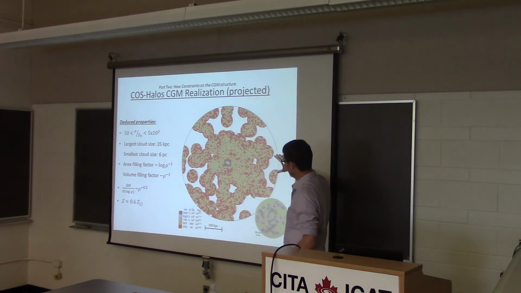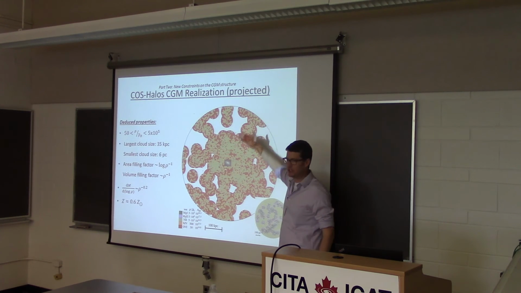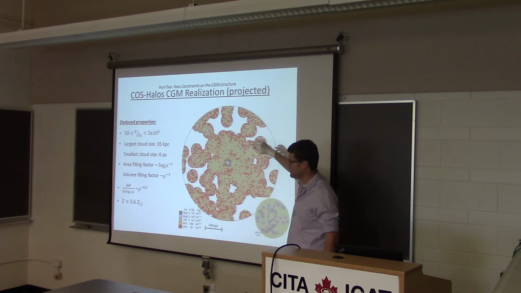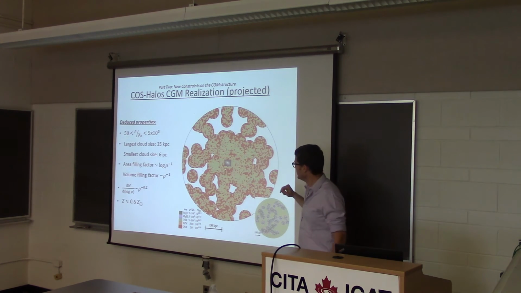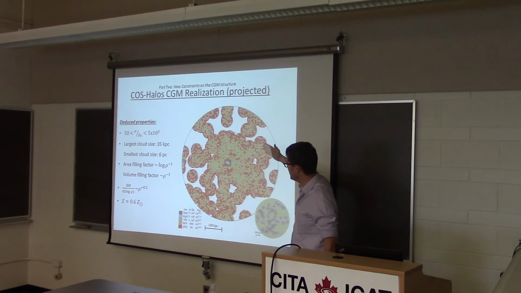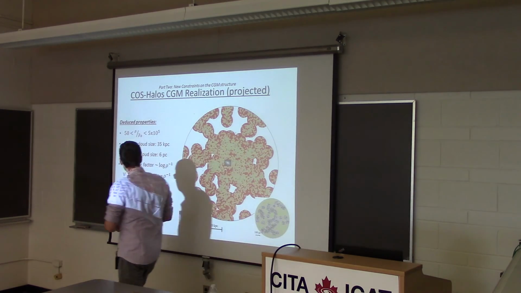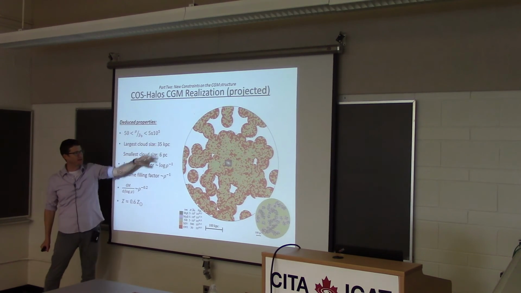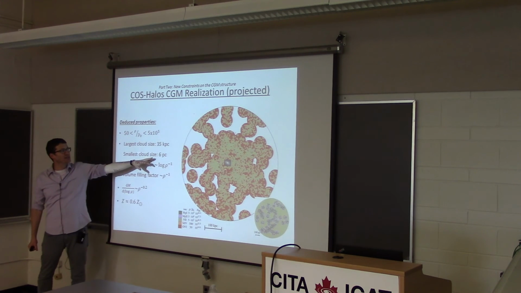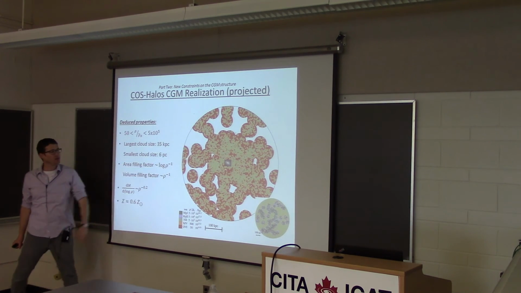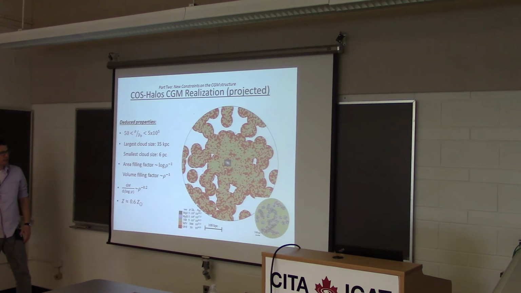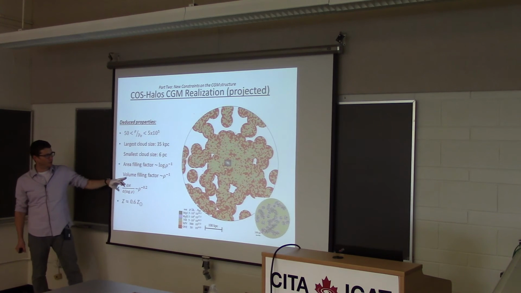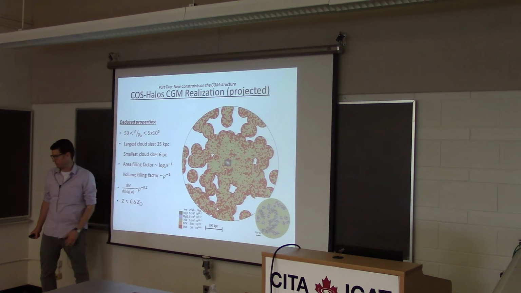What you see here is a projected picture. Think about the quasar being behind the screen, and the color is the maximum gas density along the line of sight. So in our CGM, the gas spans 4 orders of magnitude in density. The largest cloud size is 35 kiloparsec. The smallest cloud size is almost 4 orders of magnitude lower, so 6 parsec. The area filling factor drops roughly logarithmically with density, but the volume filling factor drops more strongly with density.